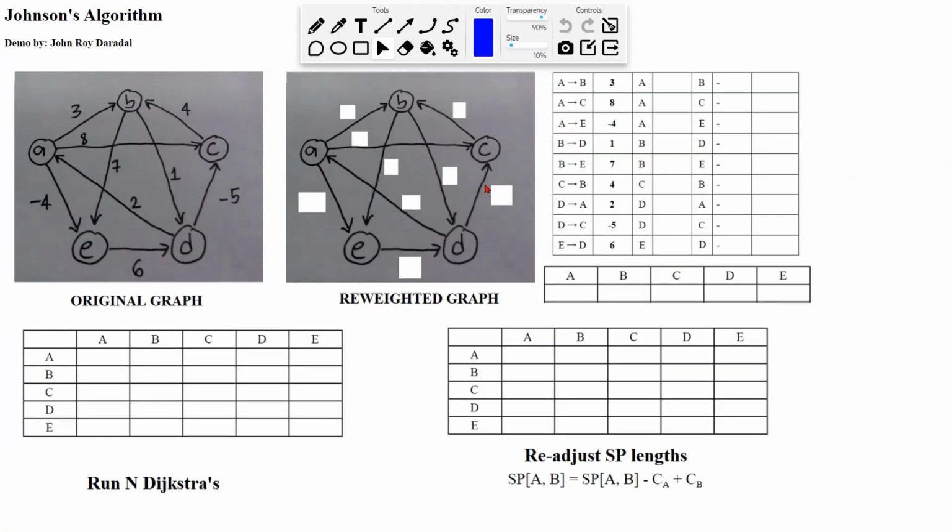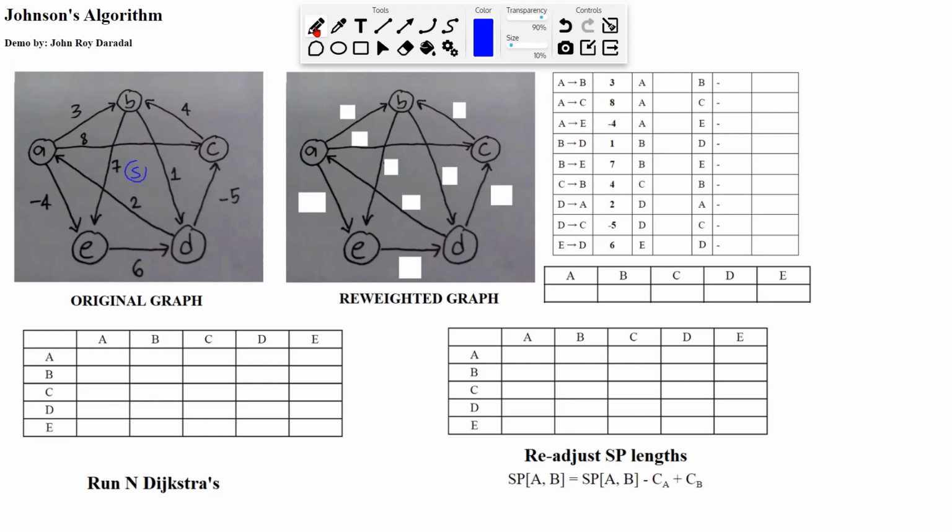Okay, so this is our demo for Johnson's algorithm. And so we're given this graph, and we'll notice that there are negative edge weights, right? So for Johnson's algorithm, to solve the all pair shortest path, what we'll need to do is add a new vertex. We'll call it S for now. So let's add a new vertex S here.